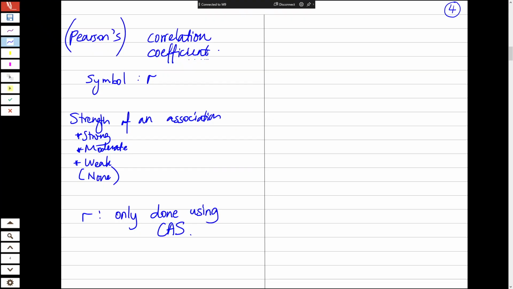So the first thing you need to know about R is the following. R is always between negative 1 and 1. You should write this down. I think the easiest case to start off with is 1 and negative 1.